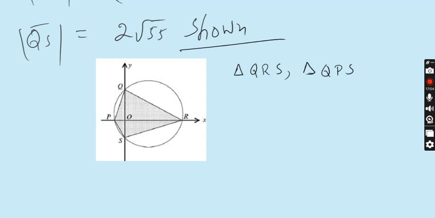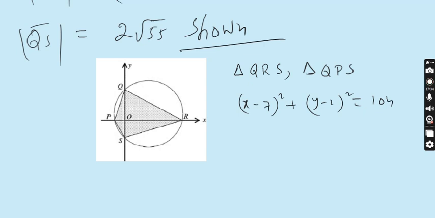So we have coordinates of Q, we have coordinates of S, and we have coordinates of R, but we don't have coordinates of P. We can find coordinates of P easily. What is our equation of circle? (x minus 7) whole square plus (y minus 2) whole square is equal to 104.